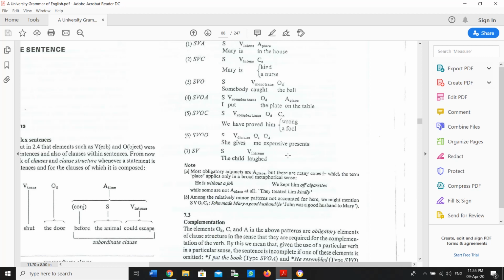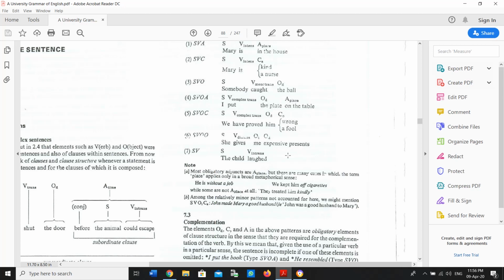Again, we have to know which particular verbs give such a type of clause. So in this example, "She gives me an expensive present." "I gave her an apple." "He writes me a nice letter." As you see, I have many examples, and these verbs are different from the other verbs.